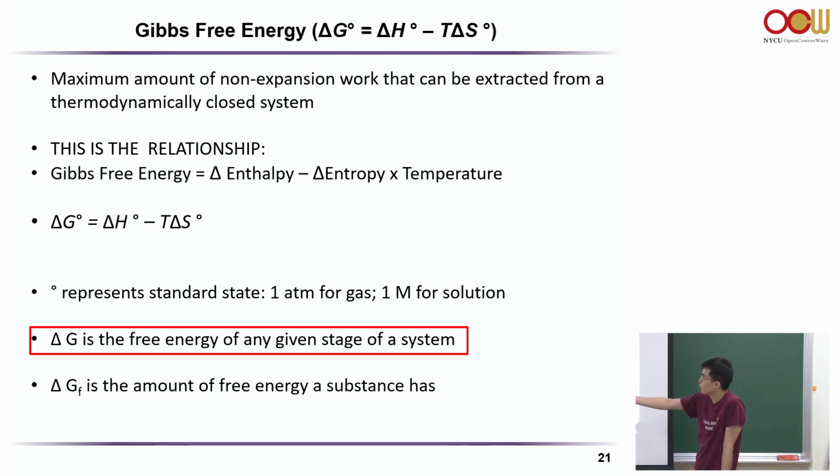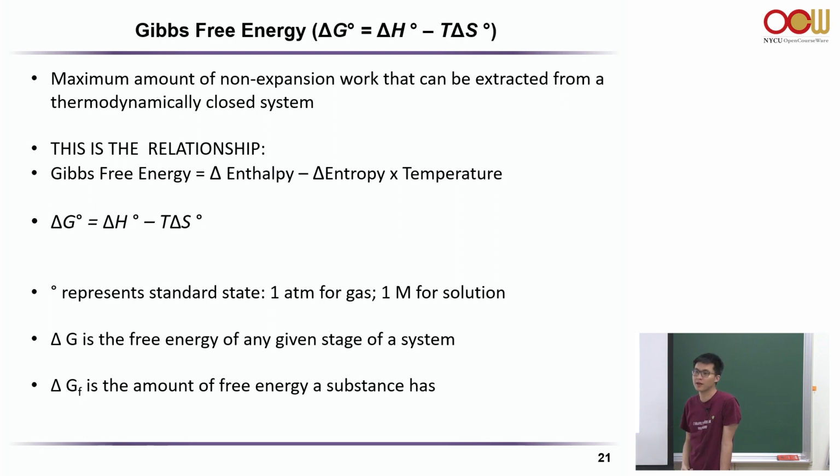So delta G is the free energy of a given stage of a system, and there's also a delta G of formation, and that is referred to the substance. It's about how much energy you need to put in to create this substance. That basically includes the relationship between enthalpy and entropy. So there's also the delta S of formation for your substance. So you can think about the ice melting process, or you can think about the ice formation. Okay, you have to account for that delta S.